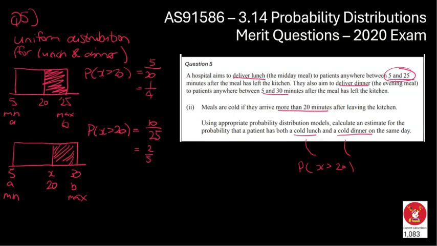If you then combined them to find the probability that both the lunch and the dinner are cold, you then get the merit mark, and that's the next step here. So we're going to go probability that they are both cold, that's going to be equal to the probability of the lunch being cold times the probability of the dinner being cold. So it's going to be 1 over 4 times 2 over 5.